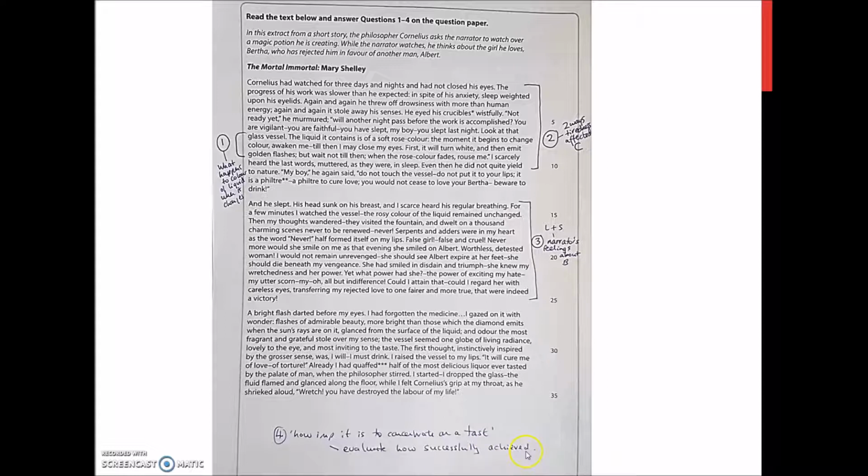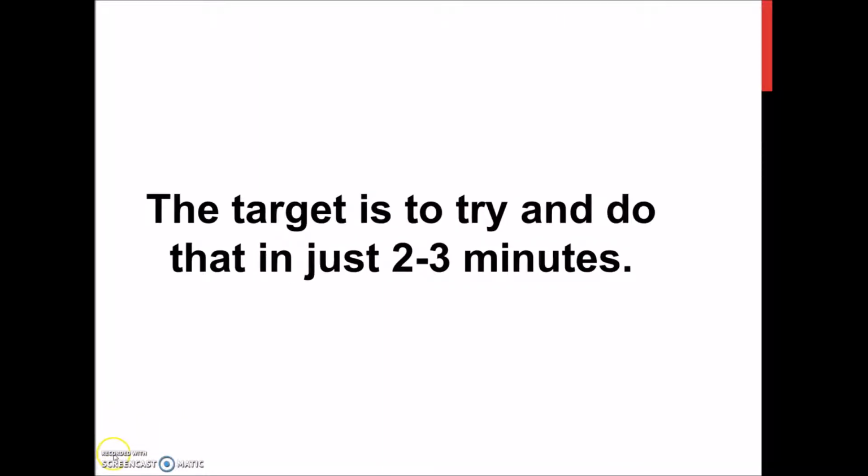Evaluate how successfully achieved. Now, I'm writing this for myself, so it's fine if you're doing this yourself to use shorthand abbreviations to speed up. And the target is to try and do all of that in just 2 to 3 minutes. So that's read the questions, circle and underline the key points, and then go back to the text, which we haven't read yet, and bracket off which line numbers relate to which questions and the main focus of each question.